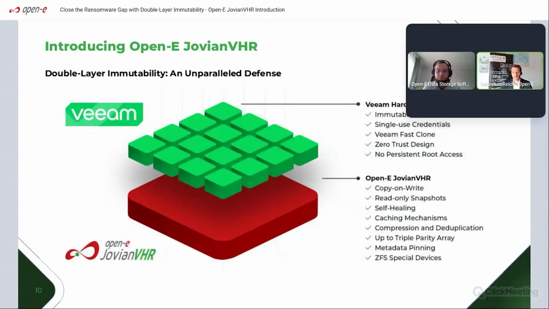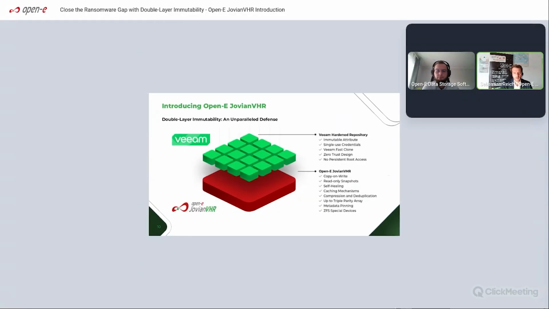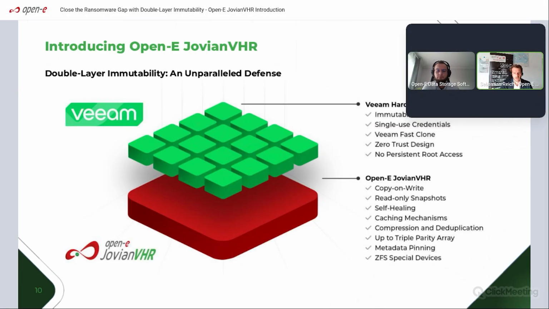What we are going to add to the table is, through the ZFS file system, a copy-on-write file system, and we are able to do read-only snapshots. As said, with ZFS we have a self-healing system. We can also enhance the performance of the Veeam hardened repository with a caching mechanism. We can specify a write or read cache. Rafael will show this later in detail as well. And we have additional compression and deduplication on board.